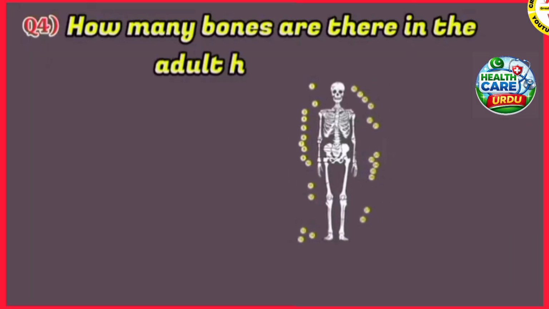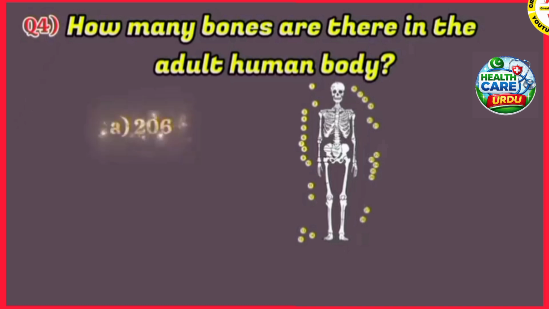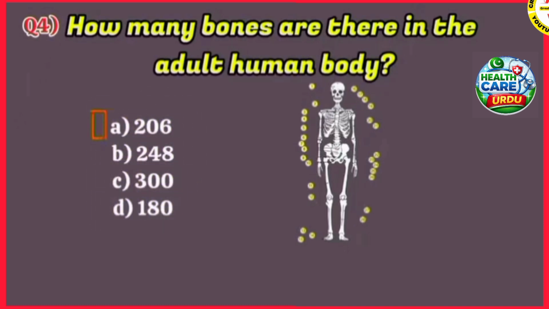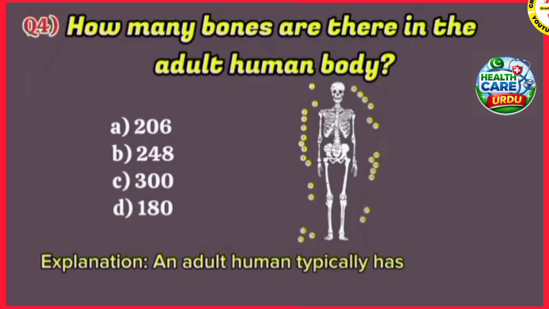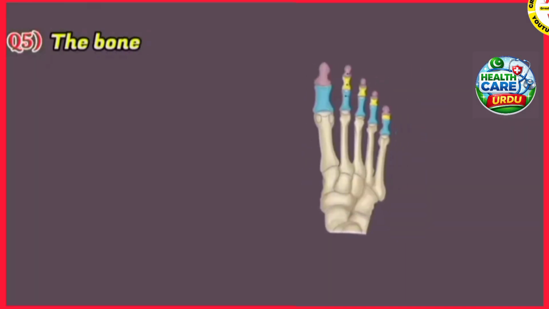How many bones are there in the adult human body? Option A, B, C and D. Correct answer is A, 206 bones in the human body. Explanation: an adult human typically has 206 bones in their body.